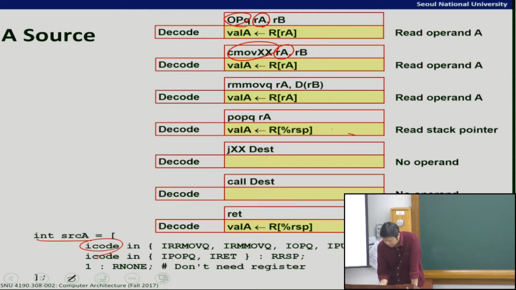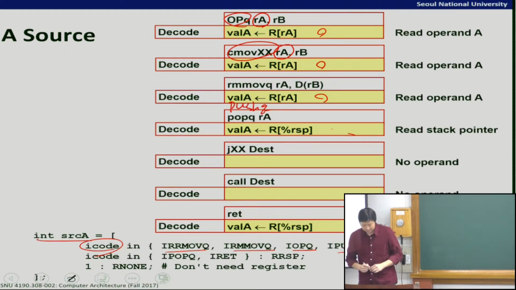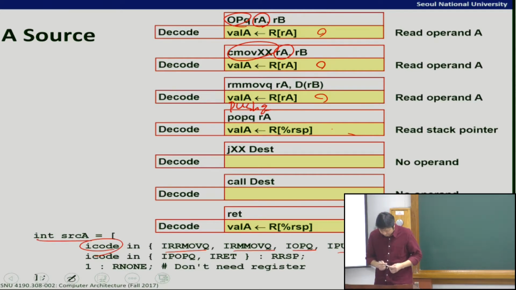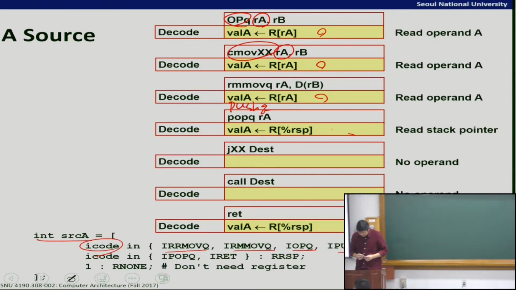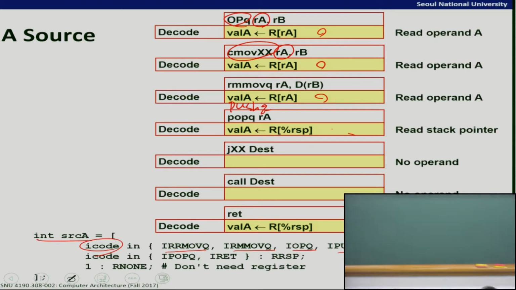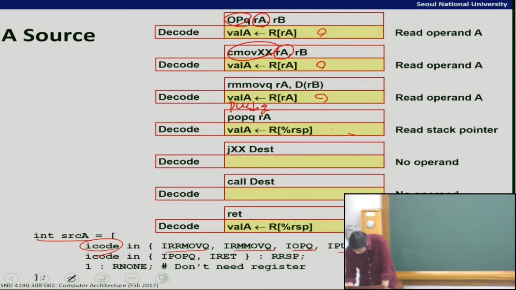If you define source A as follows: if the I code, let's say your instruction, is either RR move, RM move, OPQ or push Q. If your instruction is one of these four, what I circled, where's the last one? Oh, push Q is not here. Let's say there's another one, push Q. Push Q also needs to, so in this case, this is not pop Q, this is actually push Q, right?